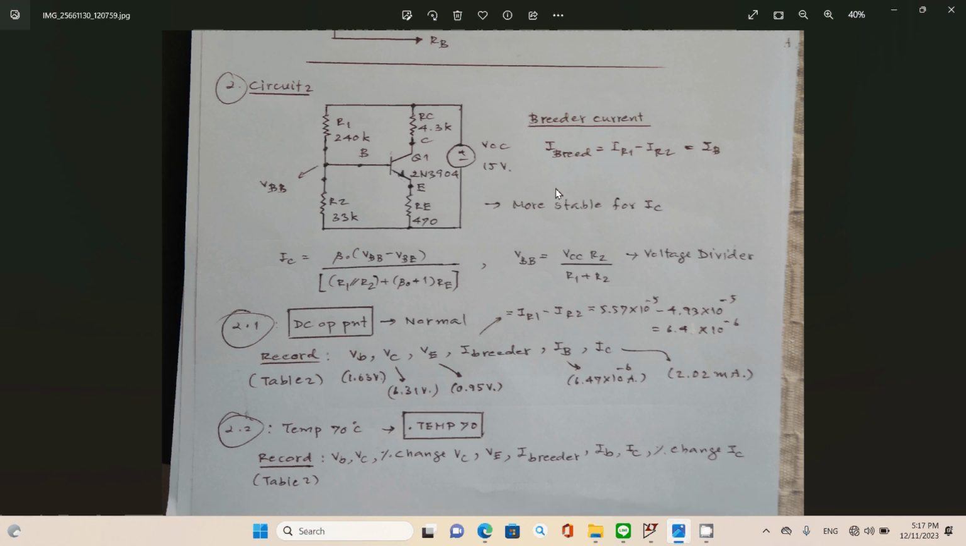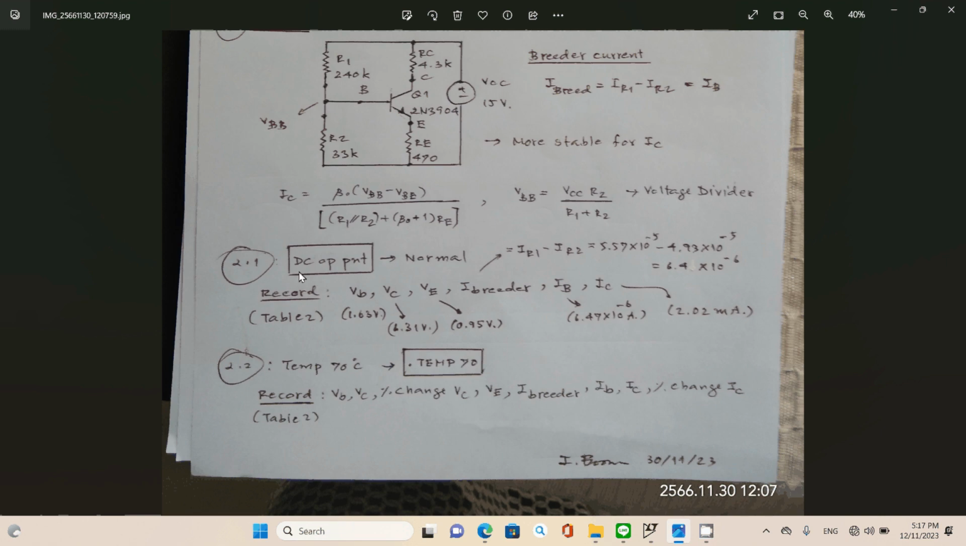The first step, you do the normal DC operating point. You record VB, VC, VE, I-bleeder, IB, and IC. Again, from the circuit, the bleeder current is equal to IR1 minus IR2. You have the current flowing through R1, some of the current flowing through R2, and the rest flowing to the base, becoming the base current. For IR1, I have 5.57 times 10 to the negative 5, minus IR2, that's 4.93 times 10 to the negative 5. That gives me 6.4 times 10 to the negative 6.